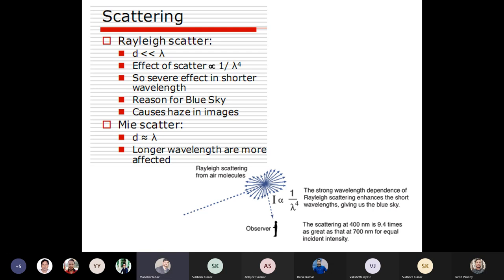So what does it suggest? It means we can see significant scattering at lower wavelengths. But at the same time, this criterion should be satisfied at that level of the atmosphere. That is, if we keep on decreasing the wavelength, what does this mean? At the same time, you also need to decrease the particle size to satisfy the criterion D less than lambda.